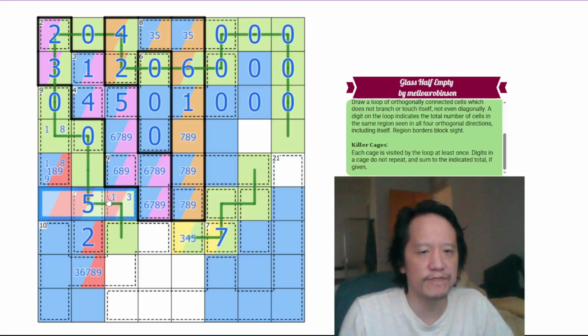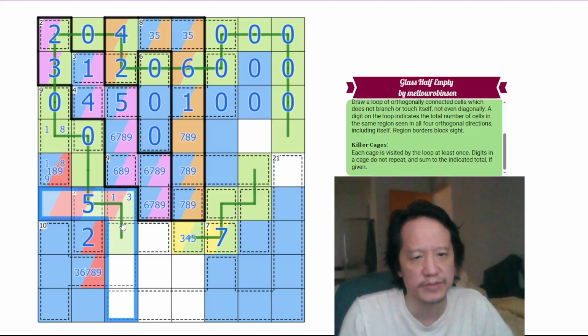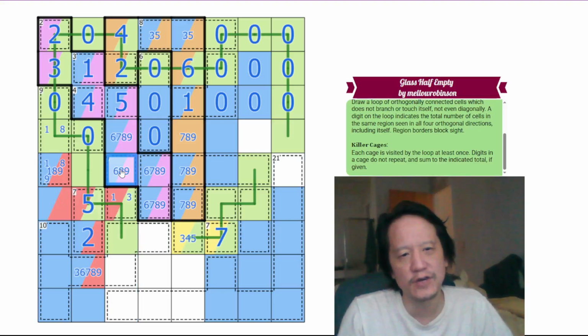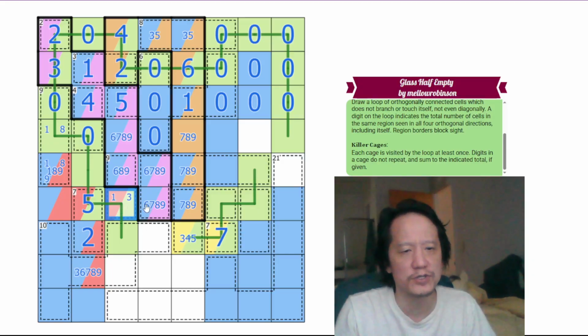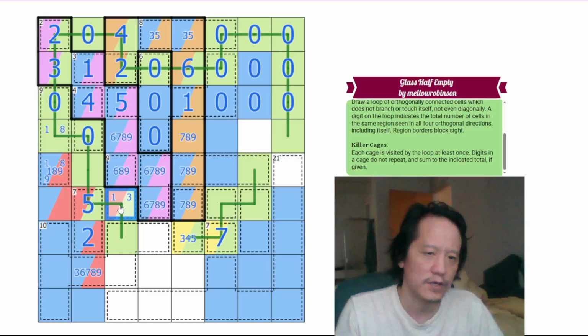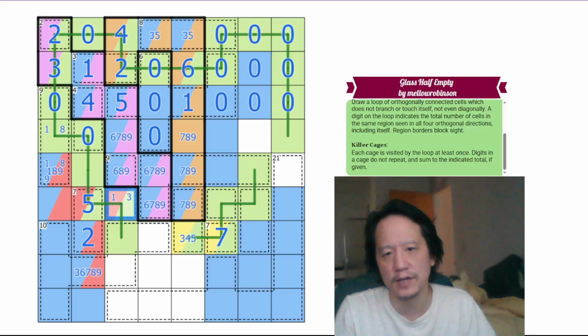This could not be 4. It cannot be 5. It could be 6. Oh, it can't be 6. If this is 6, this would have to be 3, and that's not possible for the pink region. So if this is red, it would have to be specifically 3. So this can never be 1 here. If this is 1, it would definitely see itself on the region. So this can't be 1.